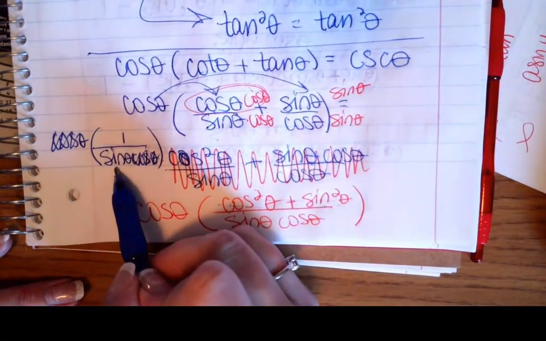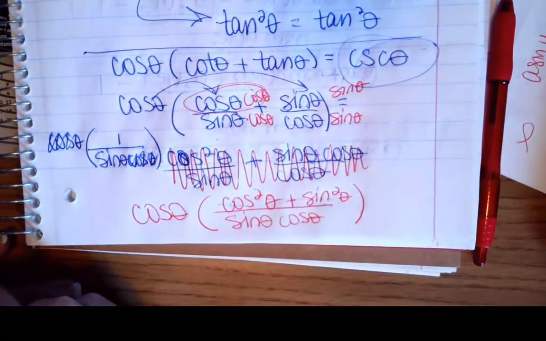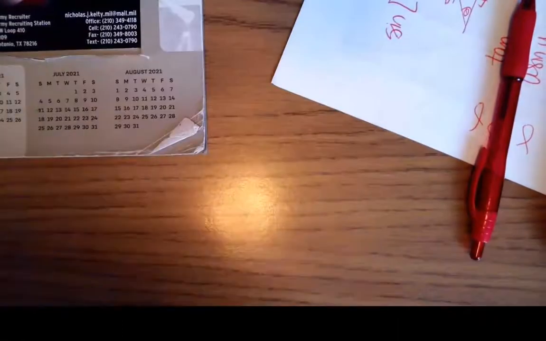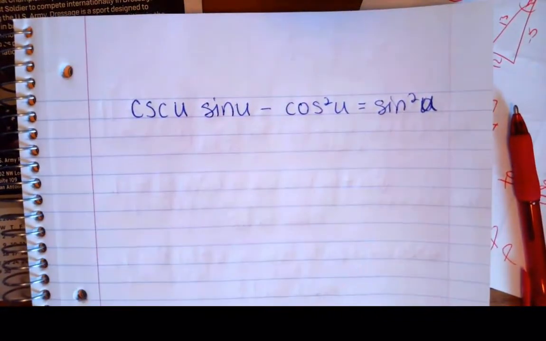So I find out that 1 over sine is the exact same thing as cosecant by a reciprocal identity. So let's try a couple more. I've got the cosecant of u times the sine of u minus cosine squared of u, and I want that to be sine squared of u.